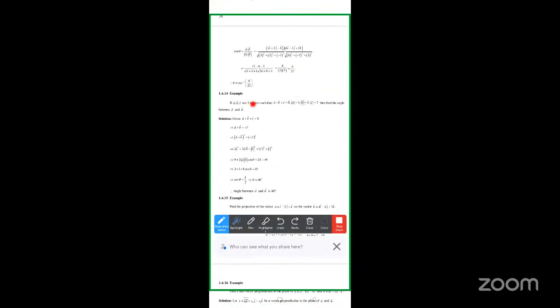So next, if A, B, C are three vectors such that A plus B plus C is equal to 0, and the magnitude of A is 3, the magnitude of B is 5, and the magnitude of C is 7, then find the angle between A and B.